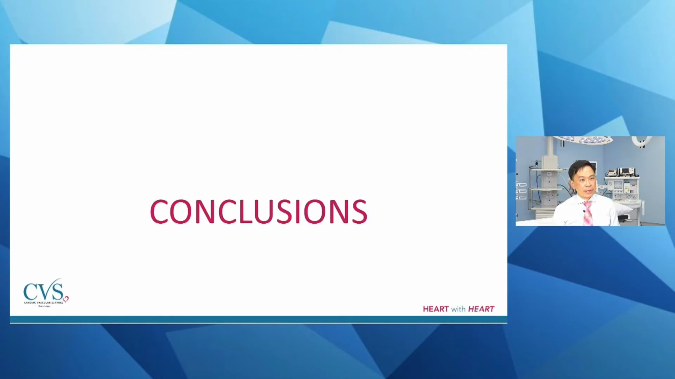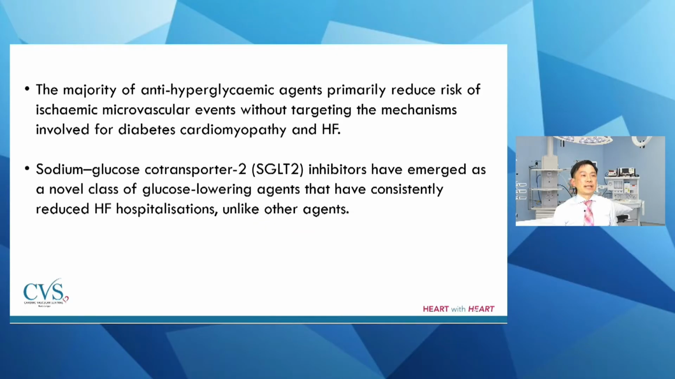So coming to the end of this, I just want to mention a few things. In the past, the anti-hyperglycemic agents have been shown to reduce ischemic microvascular events, but some of them may have even worsened diabetic cardiomyopathy and heart failure. Sodium glucose cotransporter 2 inhibitors, SGLT2. This is a novel class of glucose-lowering agents that consistently show a 26 to 35% reduction in heart failure hospitalization, unlike all other previous groups.